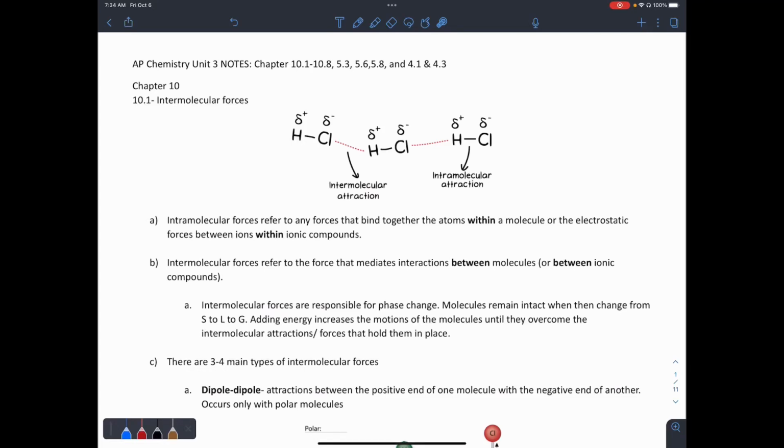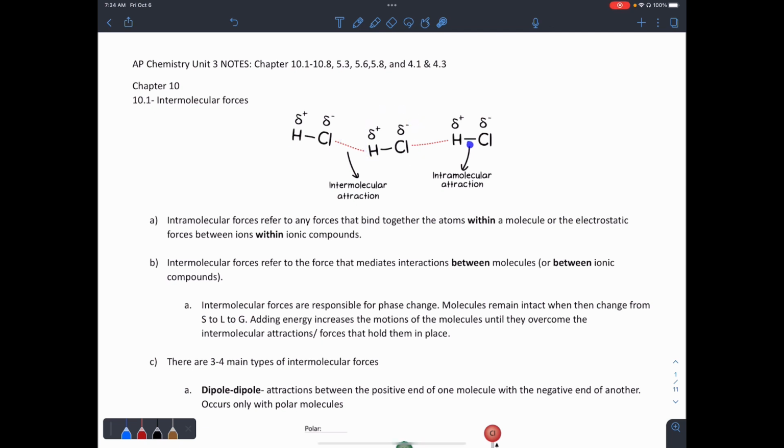Unit 3. We'll start with two vocabulary terms, intramolecular forces and intermolecular forces. Intramolecular forces refer to the forces that bind together the atoms within compounds, whereas intermolecular forces mediate interactions between molecules or compounds. At the top here, we have a molecule of HCl, hydrochloric acid, and another molecule of HCl.